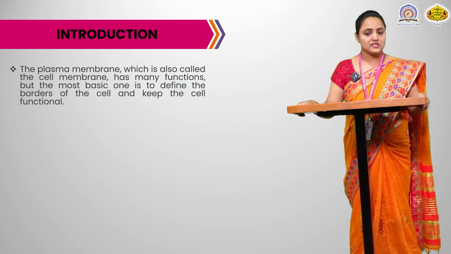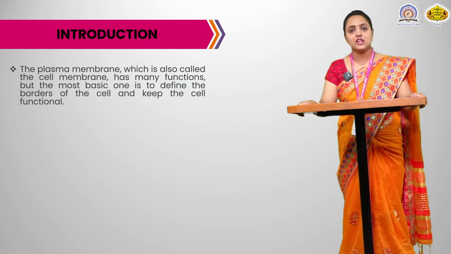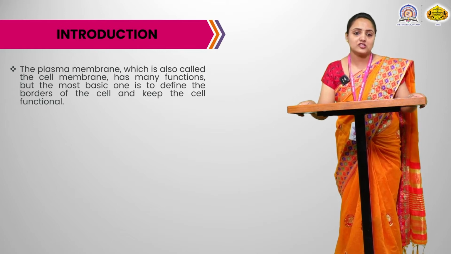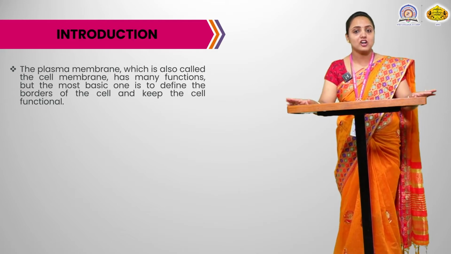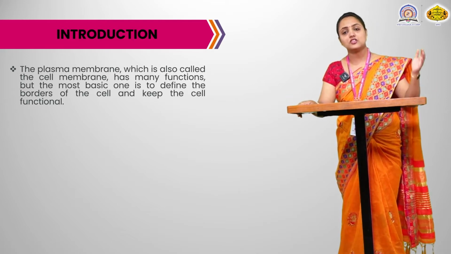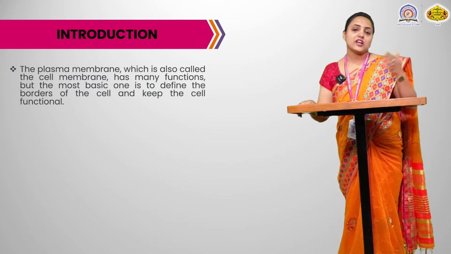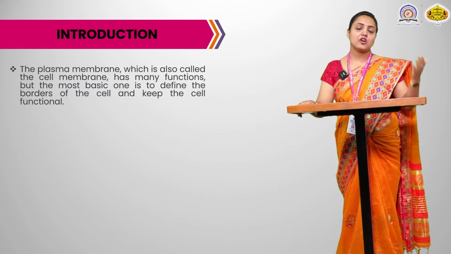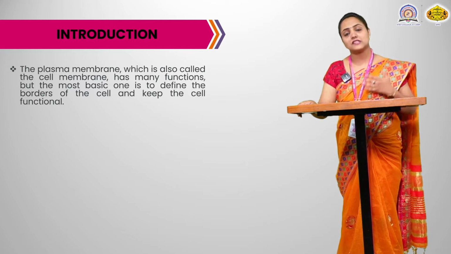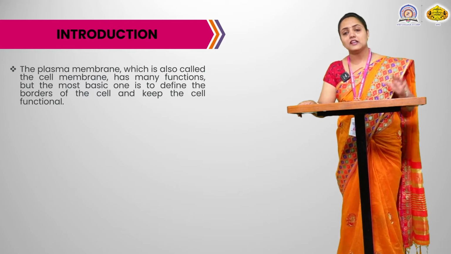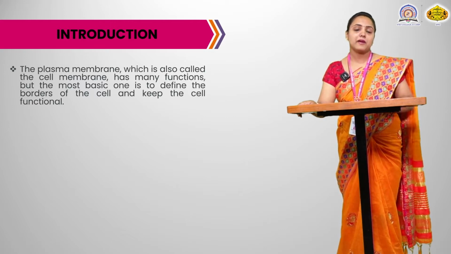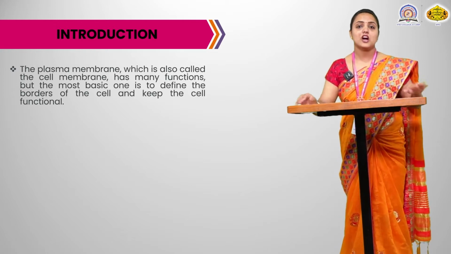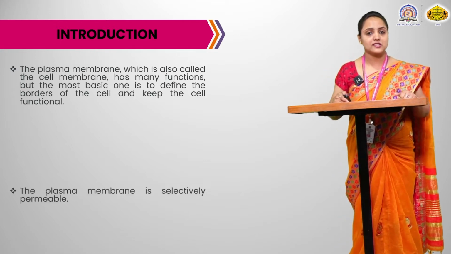The plasma membrane is also a cell membrane which has various functions, but the most basic function is to keep the cell functional. To keep the cell functional means to transport the various nutrients from outside to inside and from inside to outside the cell. This main function is carried out by the plasma membrane, which we are going to see in today's session.